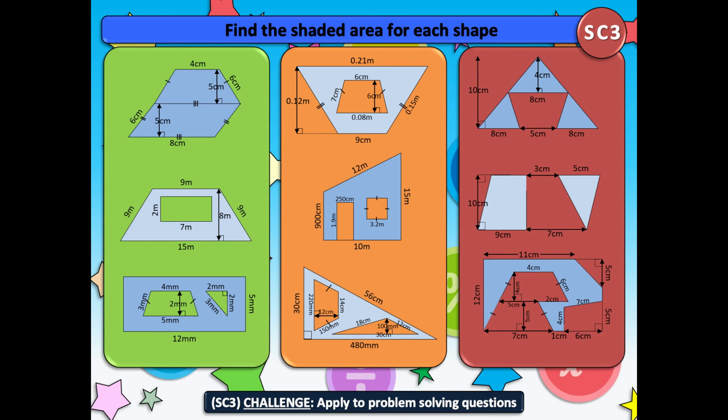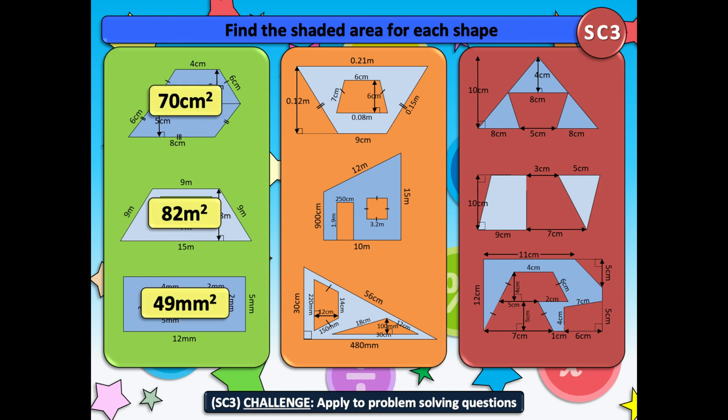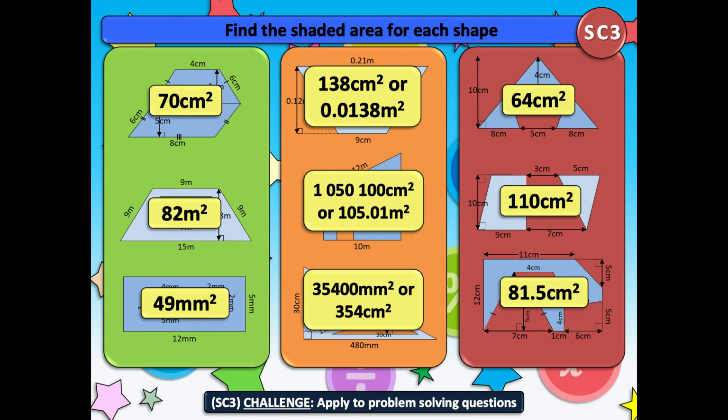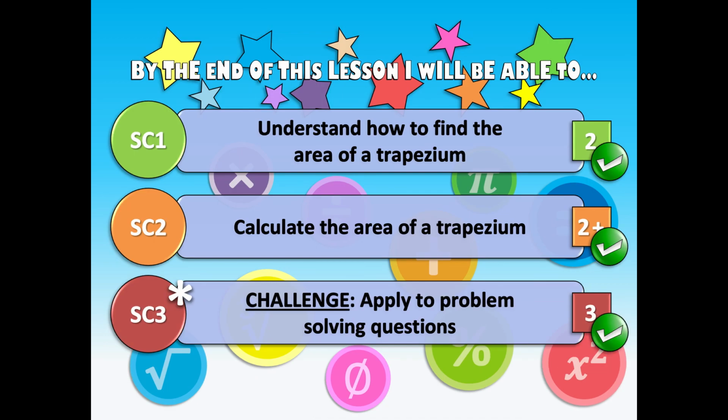Here are some questions for you to have a go at. Pause the video, and when you're ready to mark your work, press play. Here are your answers. So there's your green answers. There's your amber answers. And there's your red answers. And now we've completed success criteria 3.